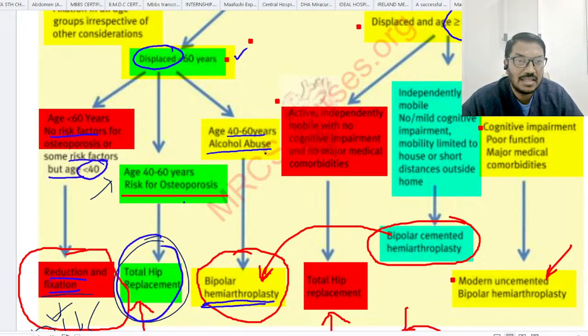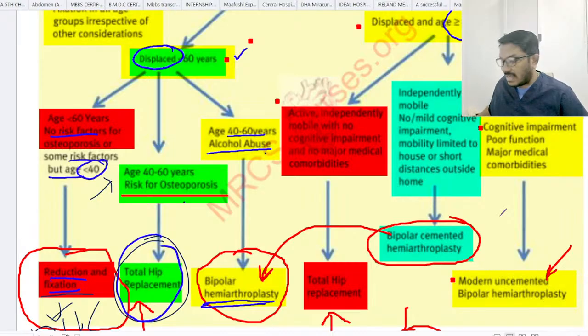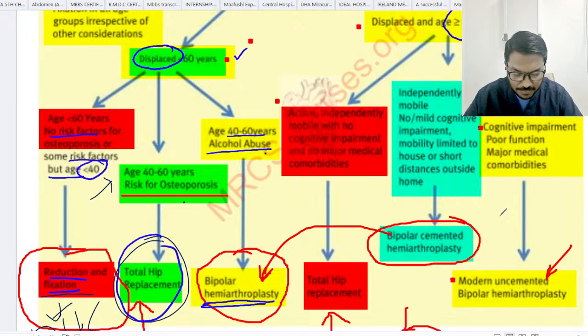Now, with no or mild cognitive impairment, and mobility limited to house or short distance outside the home, this patient will go for bipolar hemiarthroplasty. For example, someone who is able to go for shopping or just go to the washroom independently without anyone's help.